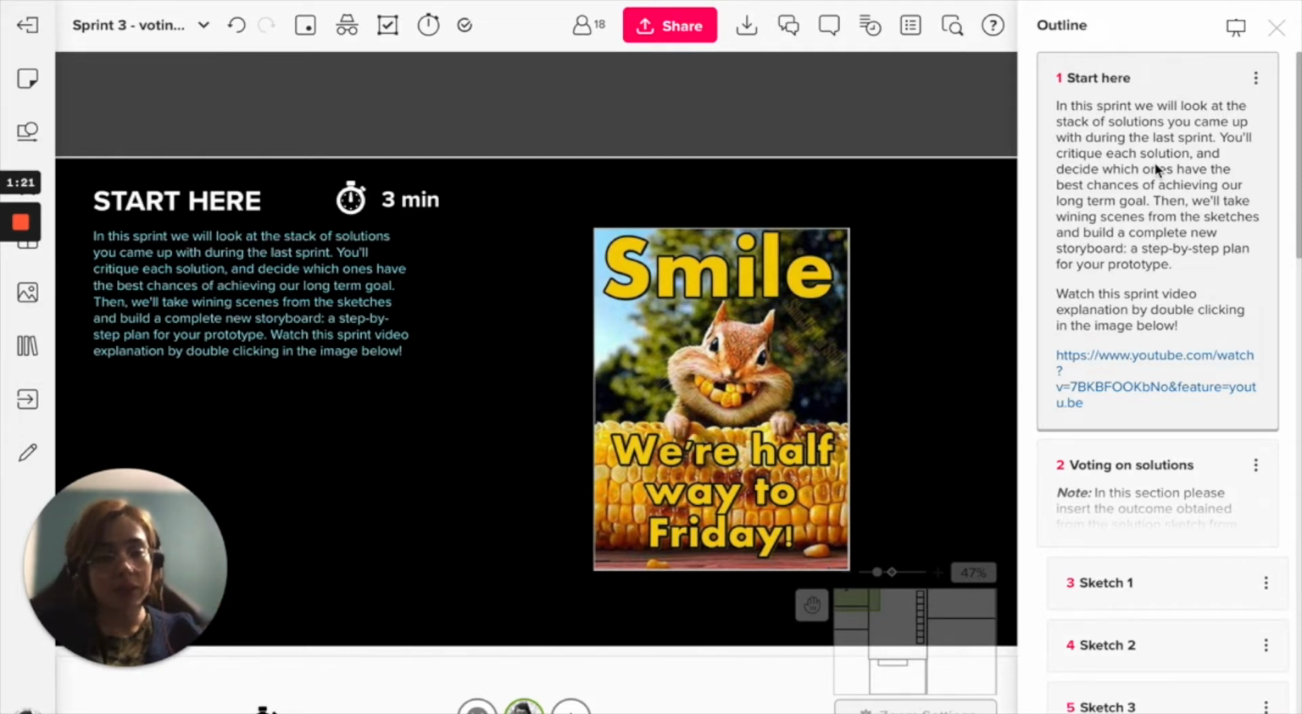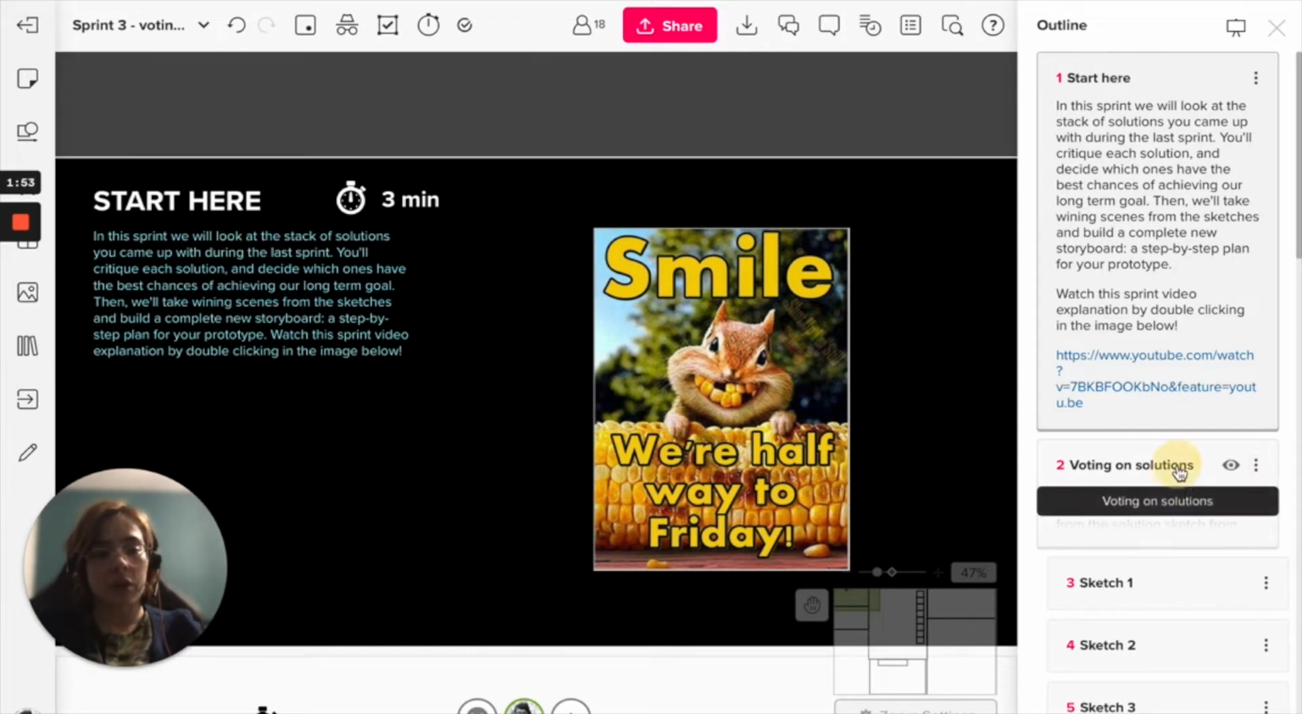Before starting, go and take a look at the video for this sprint. To access the video, you just need to double click on the image with the funny squirrel here, or you can also click on the YouTube link. You will see the link to the video for that sprint. Once you read this, it will take you at least 3 minutes to watch the video. Then you are going to start with the voting session.